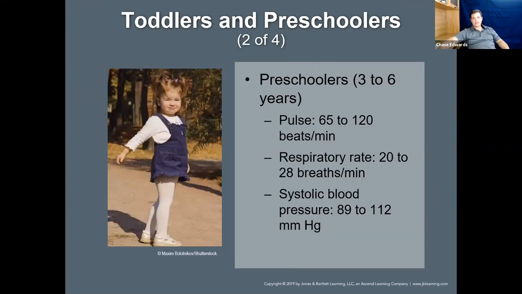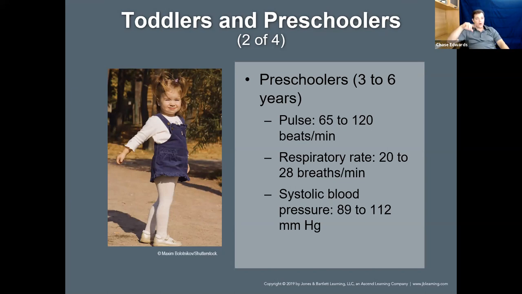So as discussed, the preschooler's age is 3 to 6 years old. Their pulse rate is between 65 to 120 beats a minute. Respiratory rate, 20 to 28 breaths a minute. Their systolic blood pressure is between 89 to 112 millimeters of mercury. And then their weight gain should just about level off.